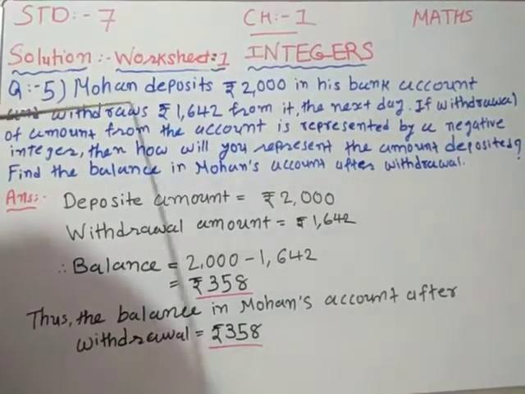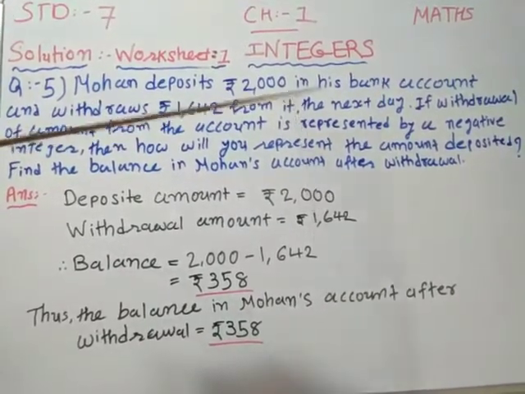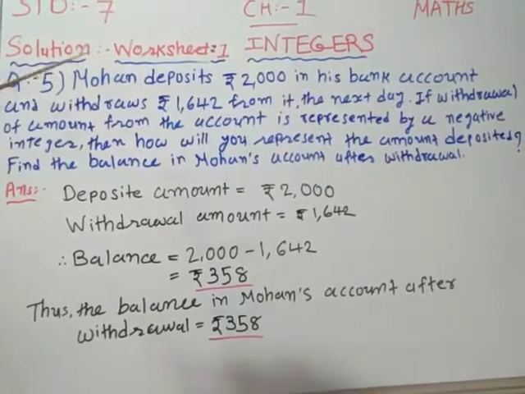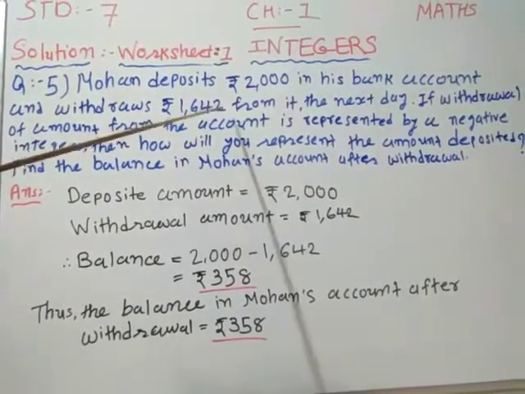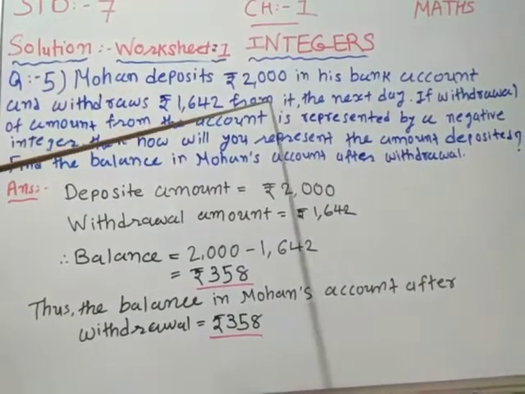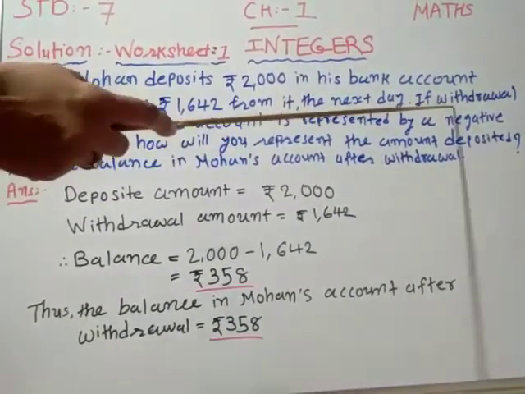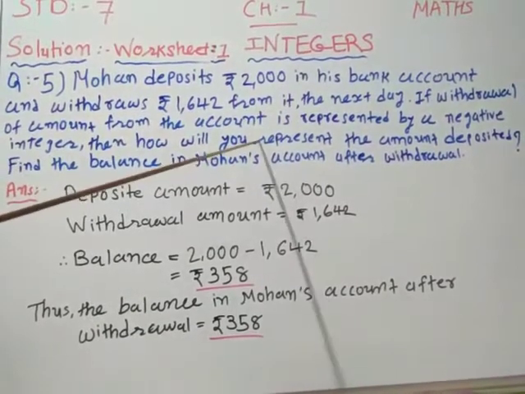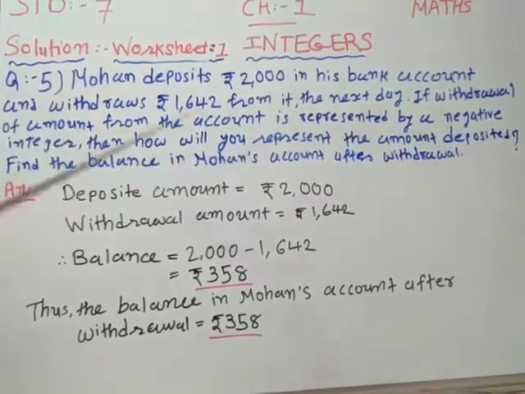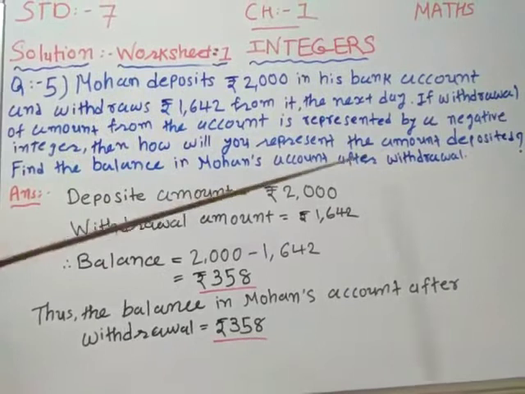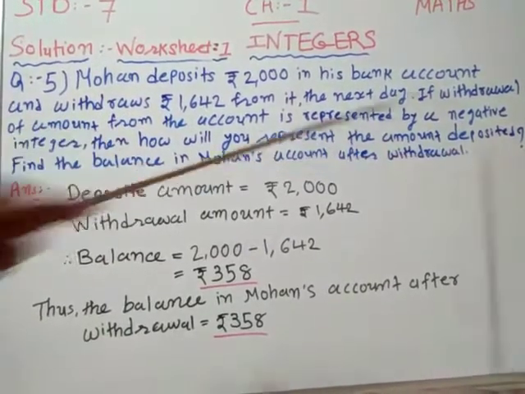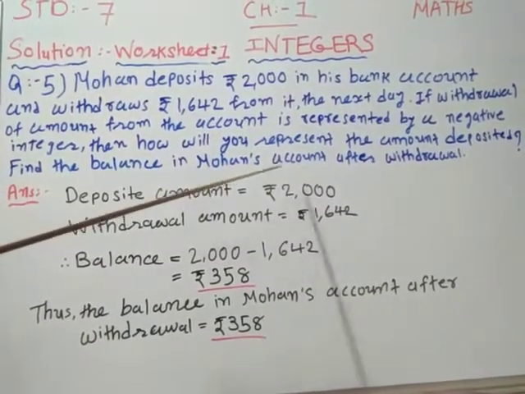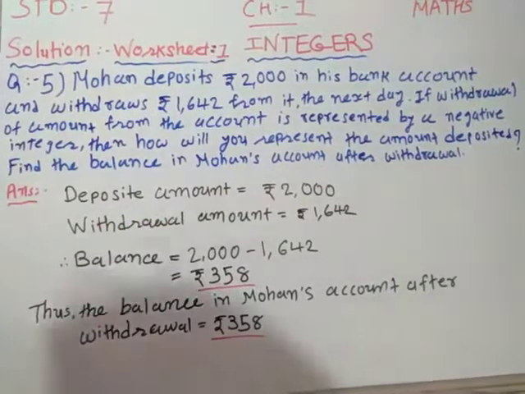Now let's solve question 5. Mohan deposits rupees 2000 in his bank account and withdraws rupees 1642 from it the next day. If withdrawal of amount from the account is represented by a negative integer, then how will you represent the amount deposited? Find the balance in Mohan's account after withdrawal.